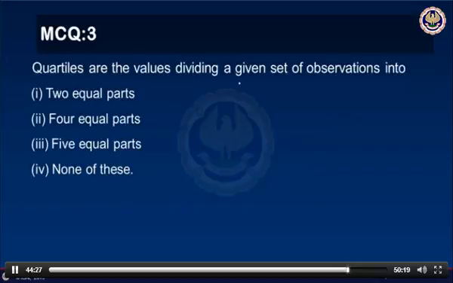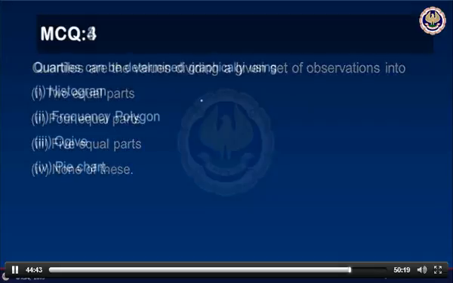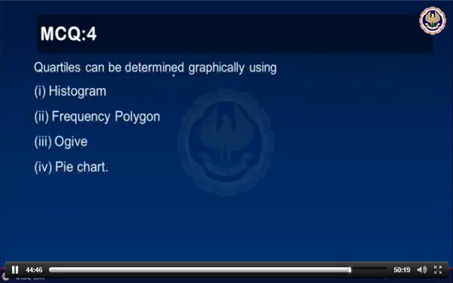Quartiles are the values dividing a given set of observations into number 1, 2 equal parts, 4 equal parts, 5 equal parts, none of these. The answer is 4 equal parts. Quartiles can be determined graphically using number 1, histogram, number 2, frequency polygon, number 3, OGive curve, number 4, pie chart. Quartiles can be determined graphically using the OGive curves.